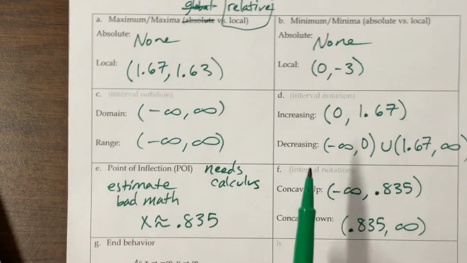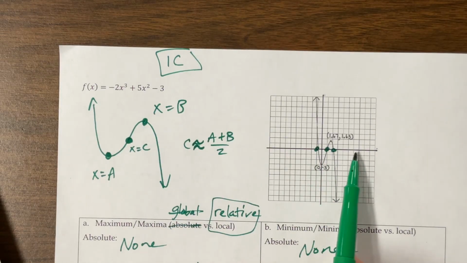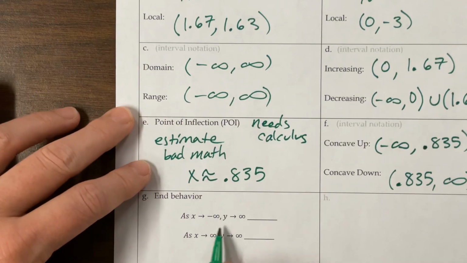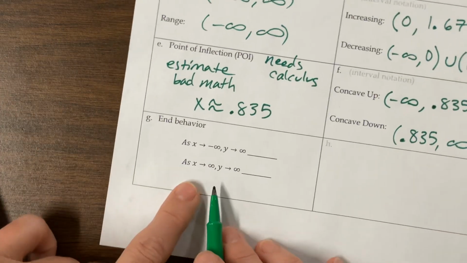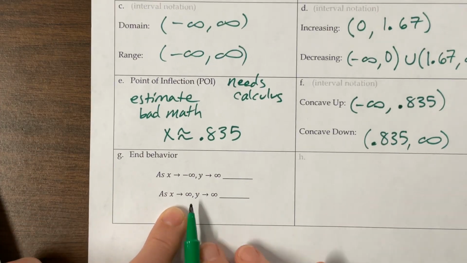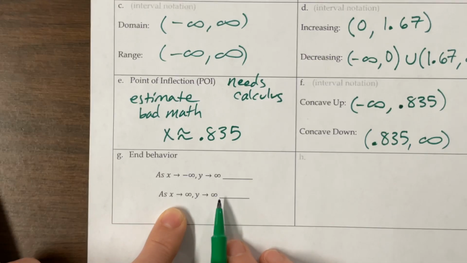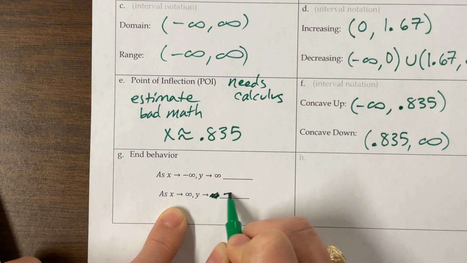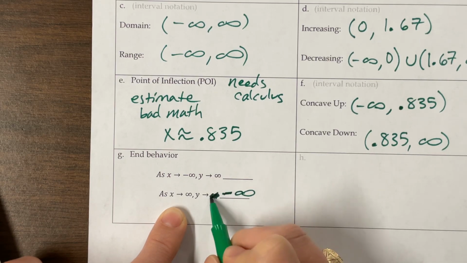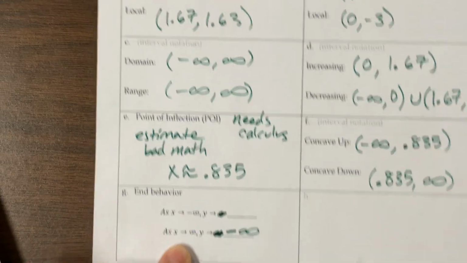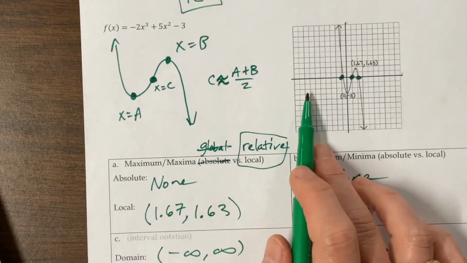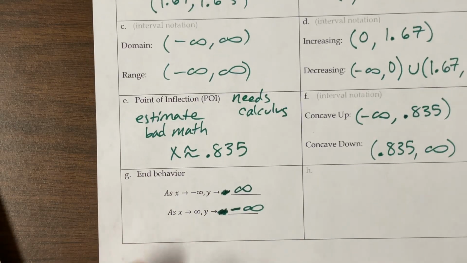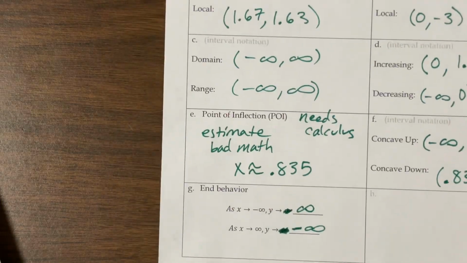End behavior: what's happening as x goes to infinity? Is my graph going up or down? It's going down. So as x goes to infinity, y goes to negative infinity. Let's just cross that out and put a negative infinity. And then as x goes to negative infinity, what's my graph doing? It's going to positive infinity. All right, there we go.